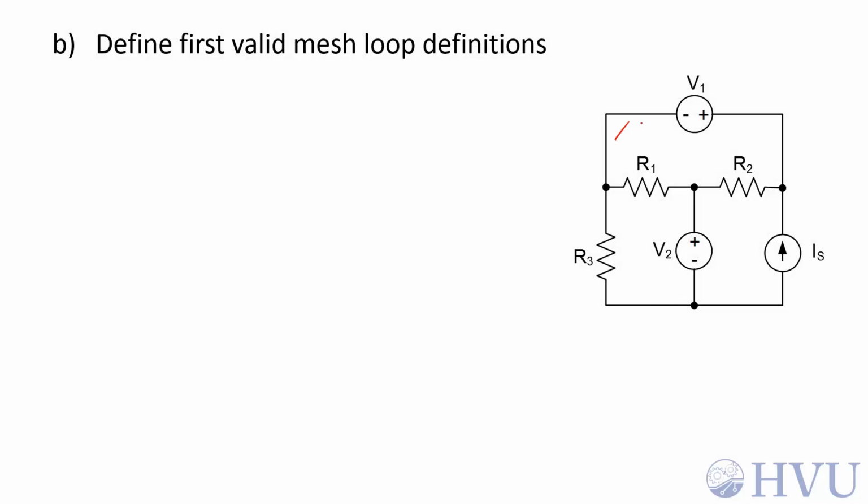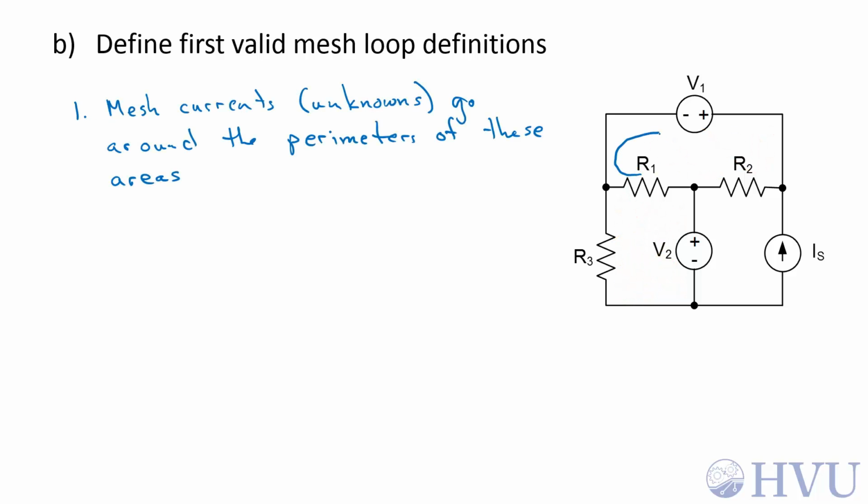We've already determined that this will be an enclosed area once I kill the voltage source, and this will also be an enclosed area once I kill the voltage sources. So the mesh currents, our unknowns, go around the perimeters of these areas. So I'll have a mesh current that goes around this loop and a mesh current that goes around this loop. I'll arbitrarily call this one I1 and this one I2.